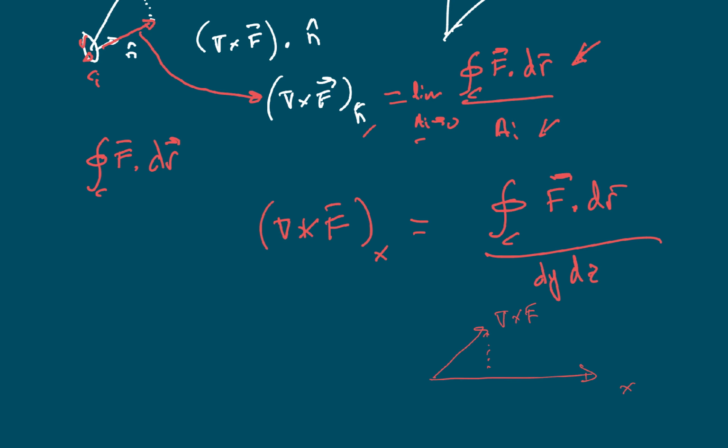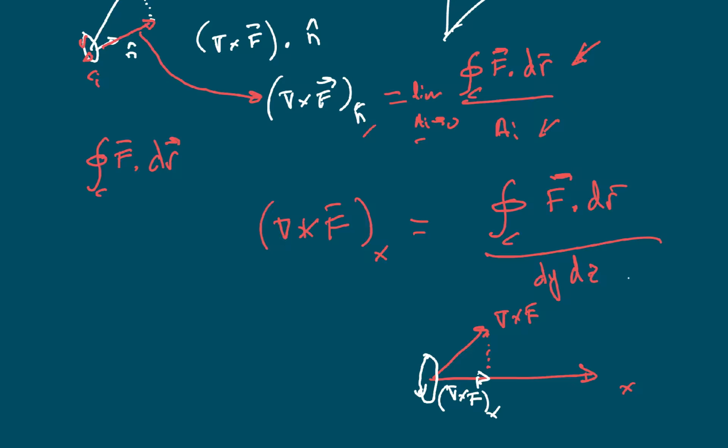The projection of the curl of F will be this, and this is the curl of F in the x direction. And the curl of F in the x direction is related with the line integral of the vector field F through the curve C when the area dy dz goes to 0.